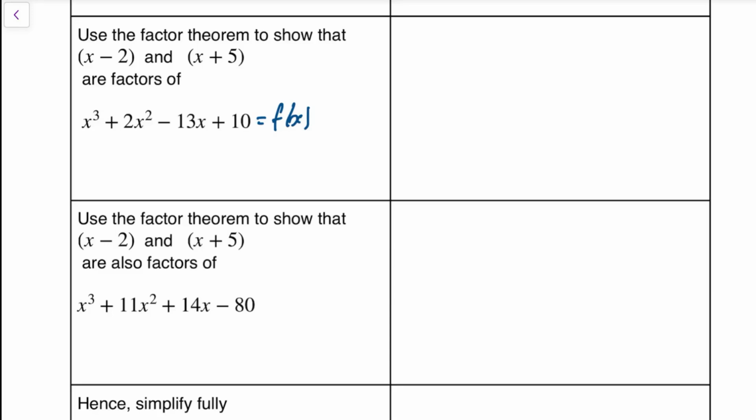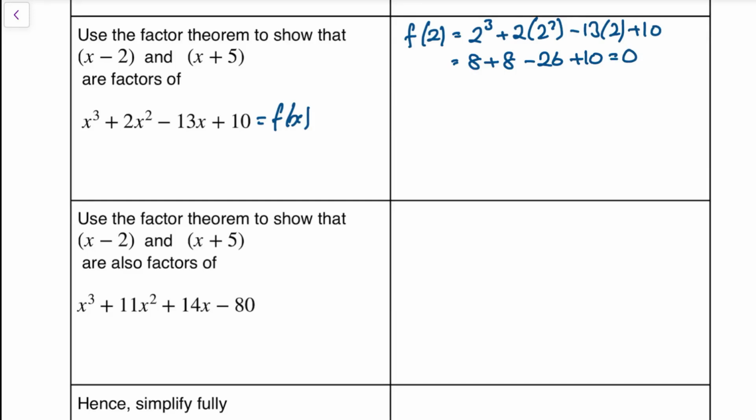So I'm going to call this f of x, and then I'm going to say f of 2 is equal to 2 cubed plus 2 times 2 squared minus 13 times 2 plus 10. There's not going to be a lot of space here to do both of these, so I'm going to have to squeeze it in a little bit. Because I show that question, I probably need to show a stage of working in between. So that's going to be 8 plus 2 times 2 squared is 8, minus 13 times 2 is 26, plus 10. So that's 8 plus 8 plus 10, which is 26, minus 26, which equals 0.